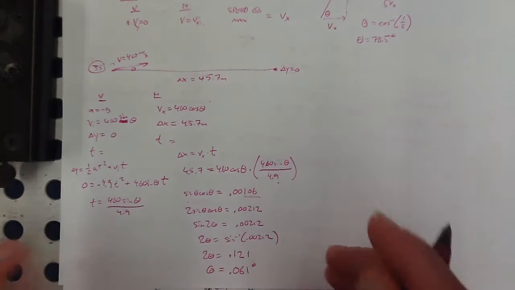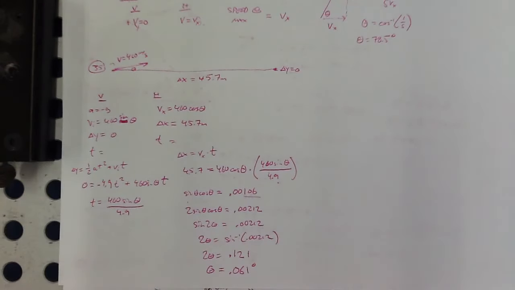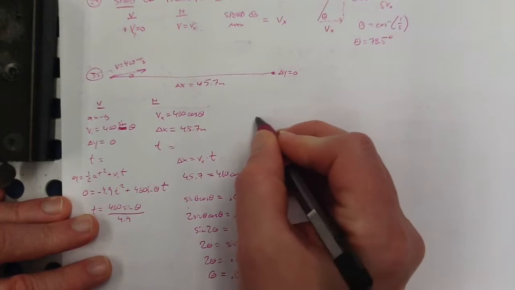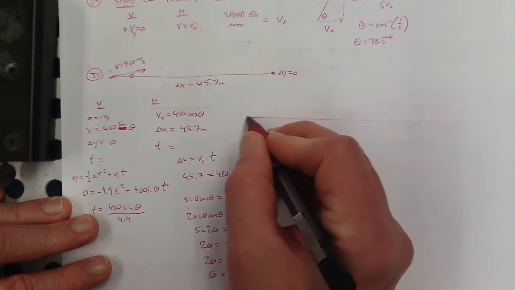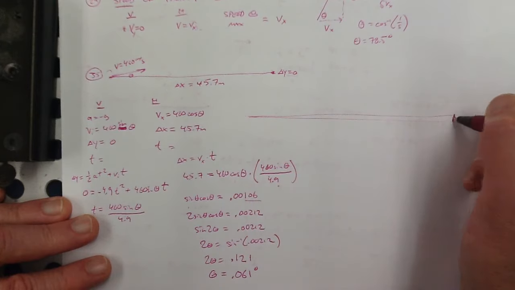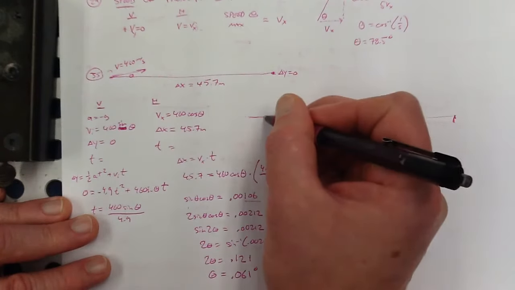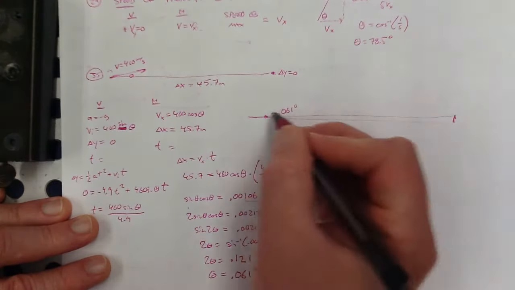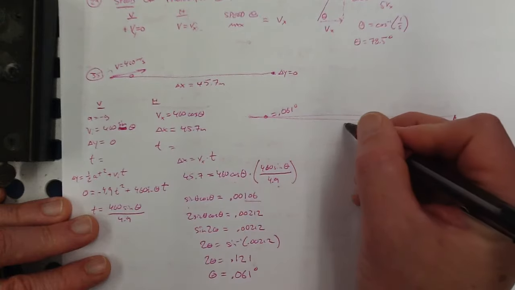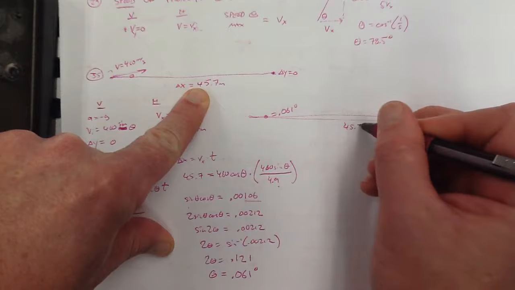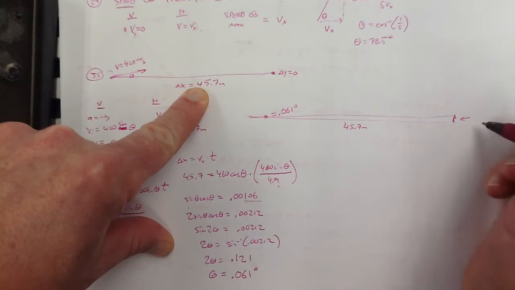Now, I don't think that's the answer we're looking for because we want to know how high above the target we should aim. Okay, so we got that. Now I just need to make a triangle. It is a very long, skinny triangle. As this angle here is 0.061 degrees, and the leg here is 45.7 meters, and I want to know what this little skinny bit is right here.